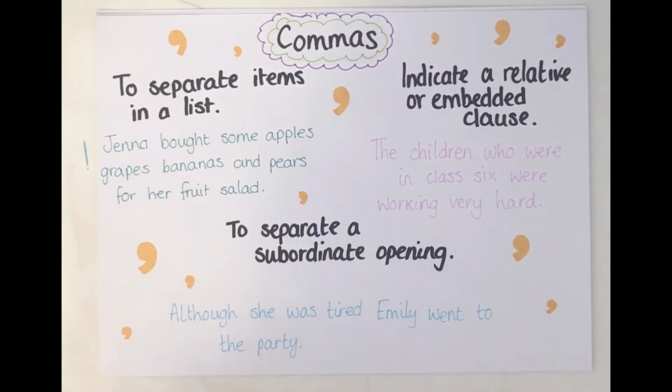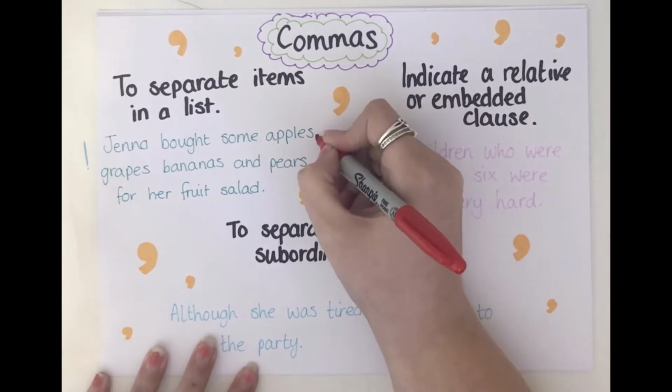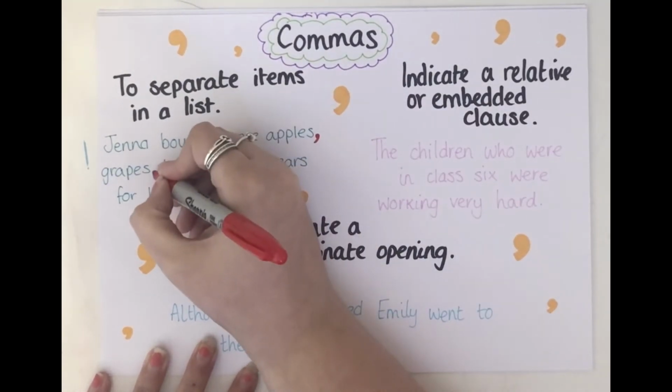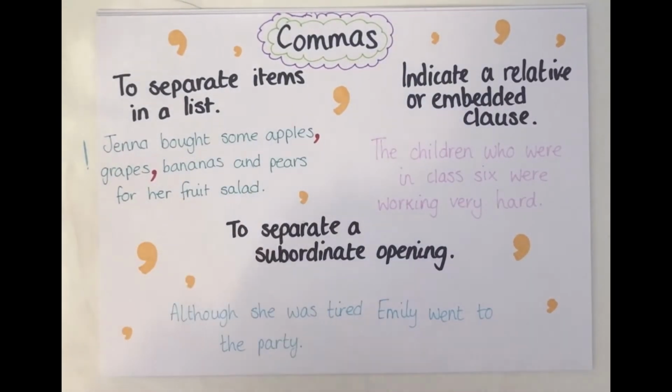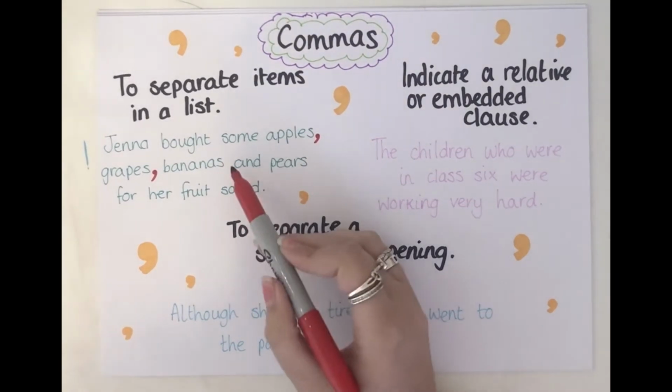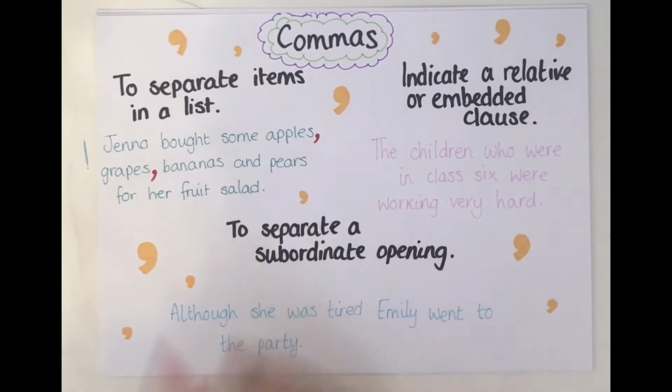So for example here, Jenna bought some apples, grapes, bananas and pears. Okay, we don't need to put a comma after bananas because we've got the word and there. So Jenna bought some apples, grapes, bananas and pears for her fruit salad.